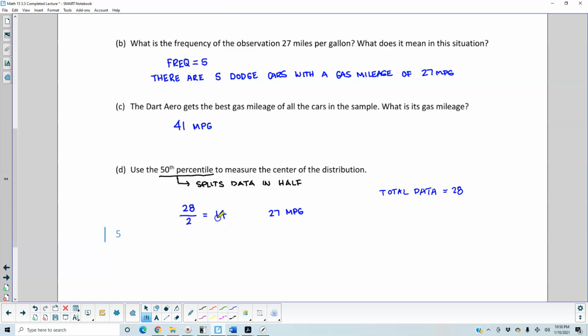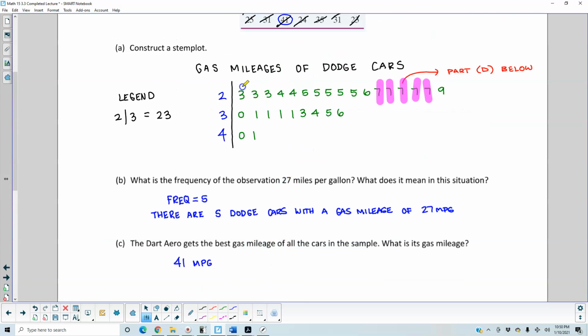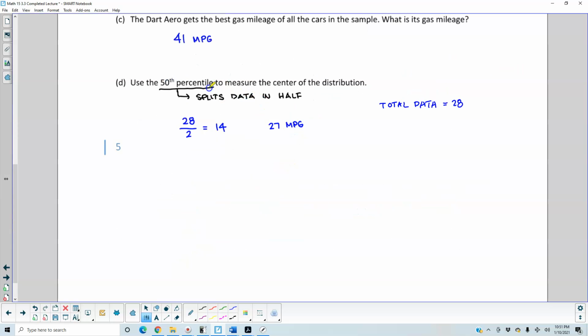Now we're going to count 14 in the stem and leaf plot to find out where the 50th percentile is according to this distribution. Up here, we're going to count 1, 2, 3, 4, 5, 6, 7, 8, 9, 10, 11, 12, 13, 14. So this is part D below. This 7 represents the 50th percentile, and that 7 is the leaf with the stem of 2. So that tells us that 27 miles per gallon represents the 50th percentile of this distribution.